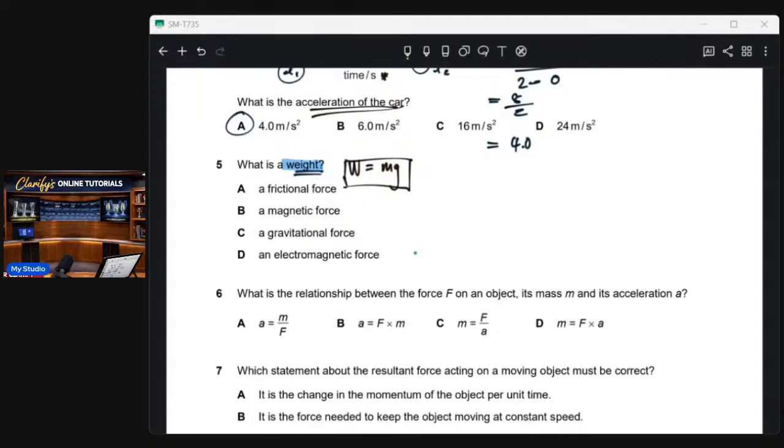Here it says, what is weight? Weight is the force, because you can see it's mass times gravity, and its unit is newtons. Weight is a force, and weight is the force of gravity. The force of gravity is called weight. So you can see it is part C.